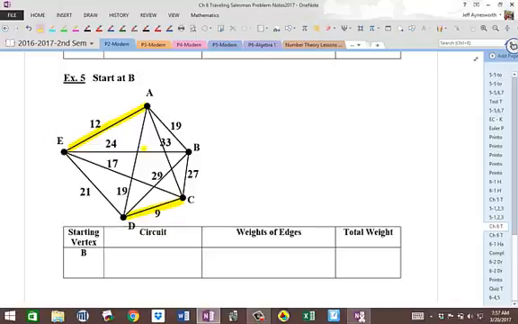Okay, so after 12 is 13, 14, 15, 16, 17. Oh, I see a 17. Okay, so I'm going to select edge EC at weight 17, and E is now degree 2, C is degree 2. All right, no circuits are formed, so we're good there. After 17 comes 18, 19.